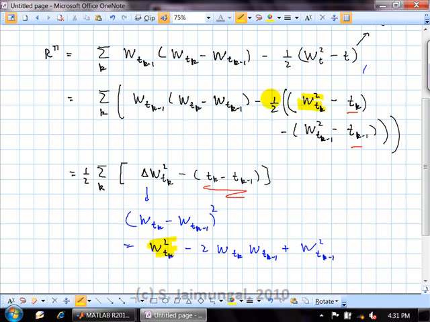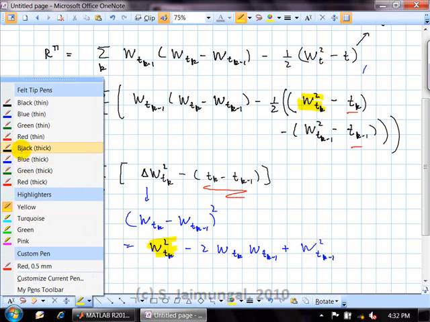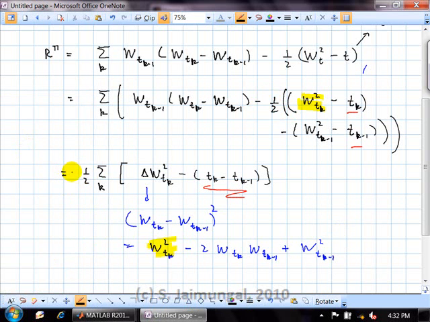It has a factor of minus a half. I think I might have a sign error here. I think I need an overall minus sign. Okay, we'll double check it in a second. Yeah, we need an overall minus sign, that's correct. Okay, so that term identifies, right? We have minus a half WTK squared. Inside of that sum, we do have minus a half WTK squared.